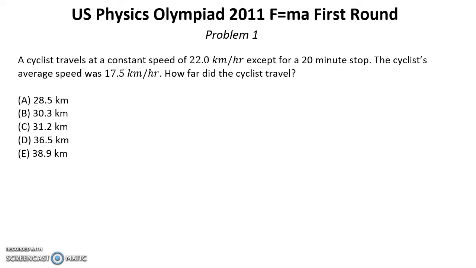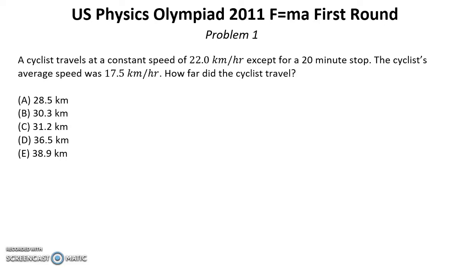Hello everybody. Today we will start to discuss problems from US Physics Olympiad year 2011, first round, F equal MA. They were given as usual 25 problems for 75 minutes. For solutions for all problems you can check the reference under this video.